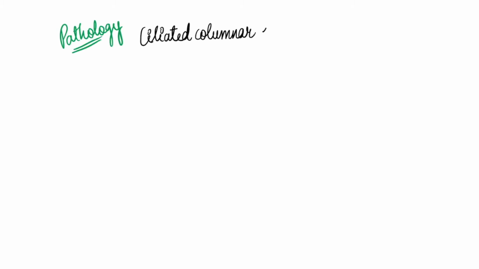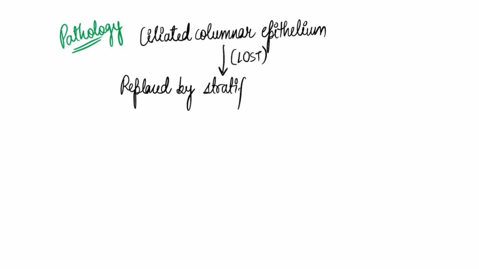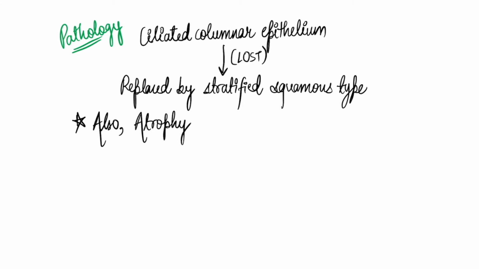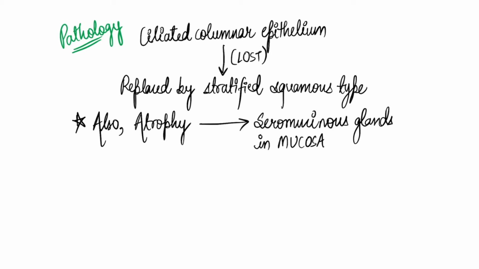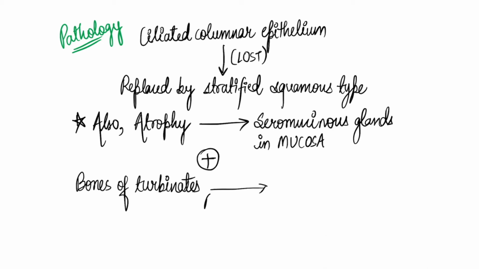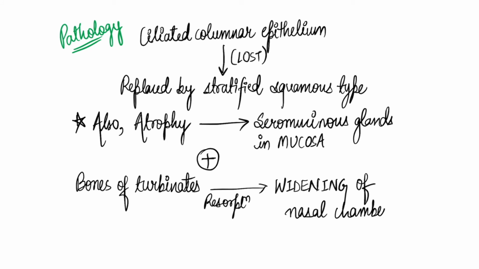Now we are going to talk about the pathology of the condition. In this condition, ciliated columnar epithelium is lost and it is replaced by stratified squamous type. There is also atrophy of the seromucinous glands of the mucosa, and there is resorption of the bones of the turbinates that leads to the widening of the chambers.